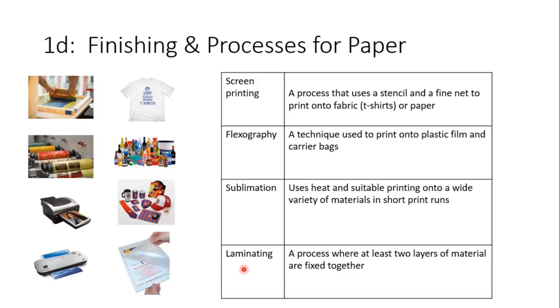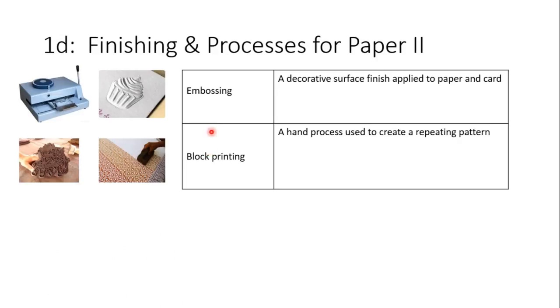Laminating is a technique where you place the paper between two halves of see-through plastic, which has adhesive on either side. Heat is then applied to it through a laminator, which sets the plastic to protect the paper inside. And then the other process is embossing, which uses an embossing machine where, literally like a stamp, it pushes out the card and creates a raised surface, as you can see here. So embossing is a decorative surface finish applied to paper and card.